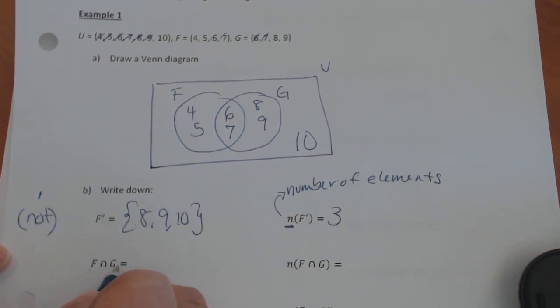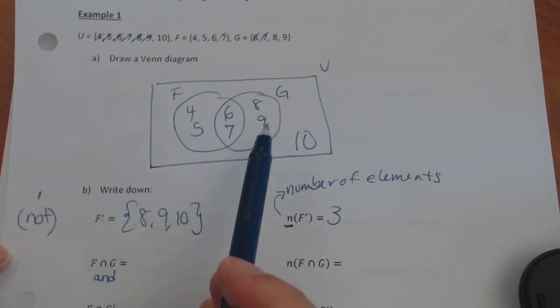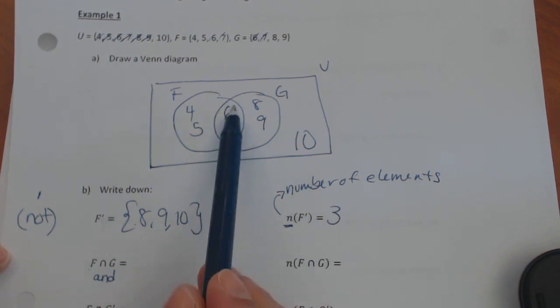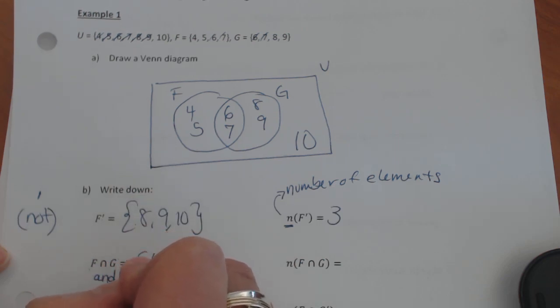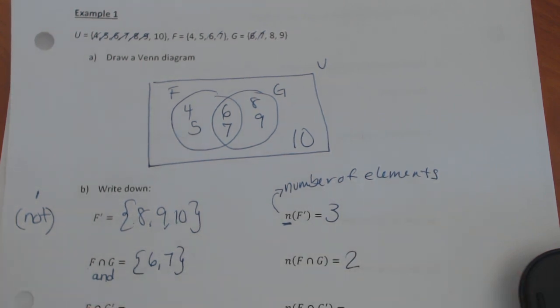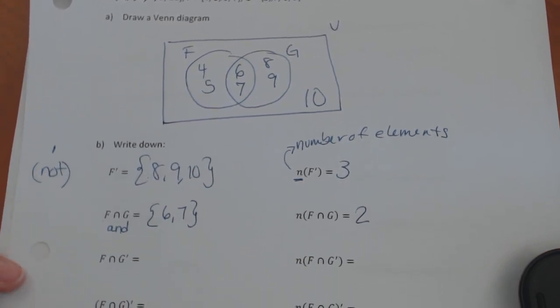Okay, next, F and G. F and G is "and." It has to happen in F and G at the same time. And so F and G at the same time is basically where we started, right in the middle. These are the two numbers that they share. So in F and G are the numbers 6 and 7. So the number of elements in F and G, there's 2. 1, 2.